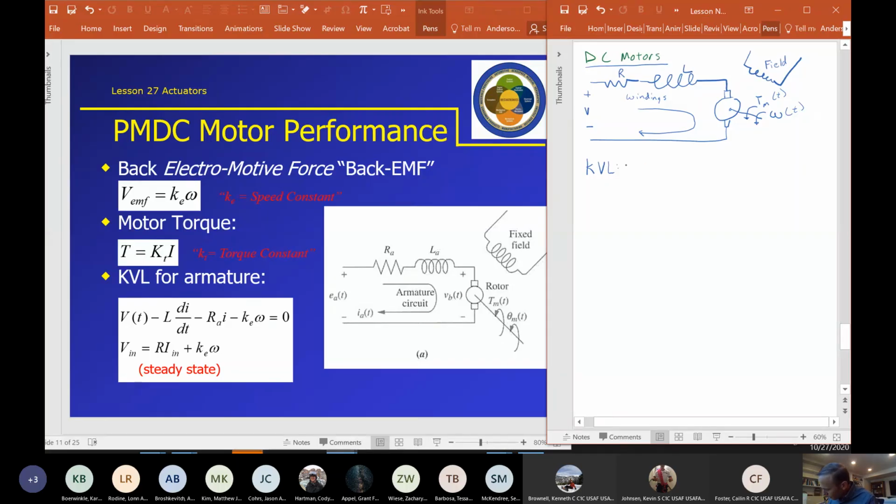So the first thing we see is the power source, V of T. Then we subtract I times R, the voltage drop across the resistor. Voltage drop across an inductor, in case you don't remember, L di dt. So it's proportional to the rate of change of current. Then we have what's called the back EMF. EMF stands for electromotive force.